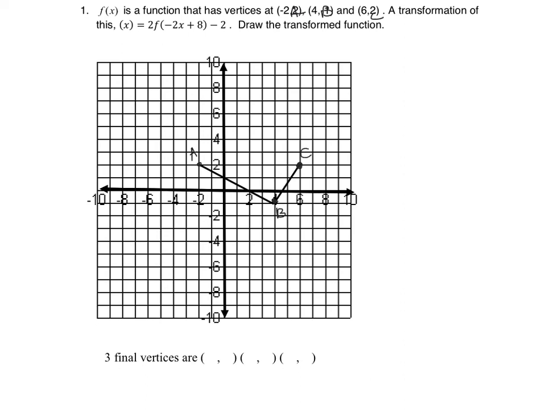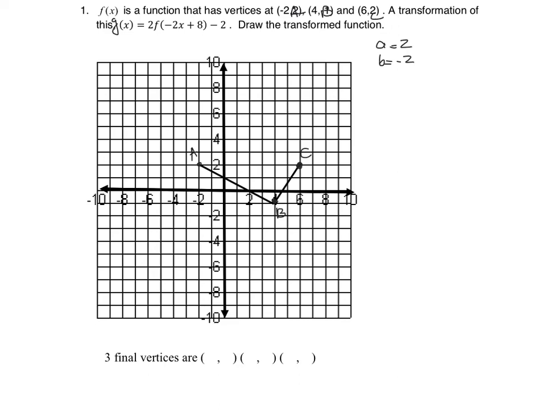We have a transformation which is 2f of negative 2x plus 8 minus 2. Let's call this transformation G. We are supposed to draw the transformed function. Now looking at g of x, I can see that a is equal to 2, b is equal to negative 2, but h is going to be 4.